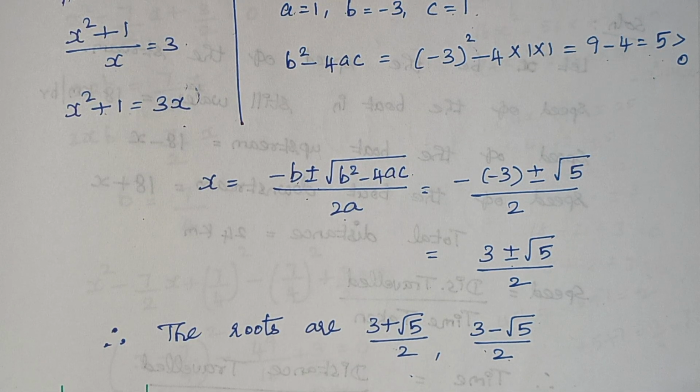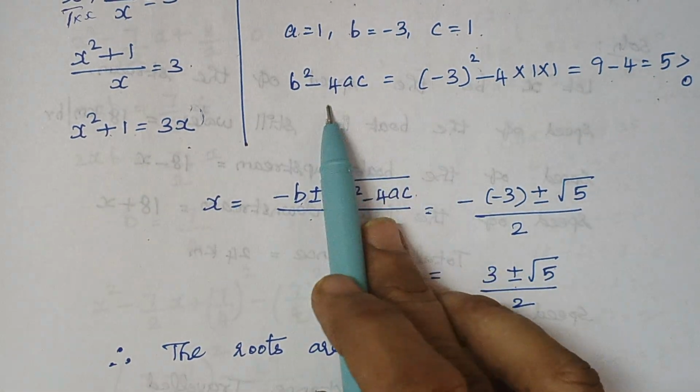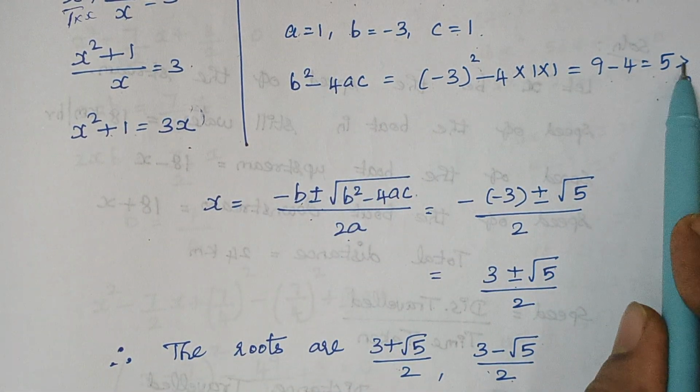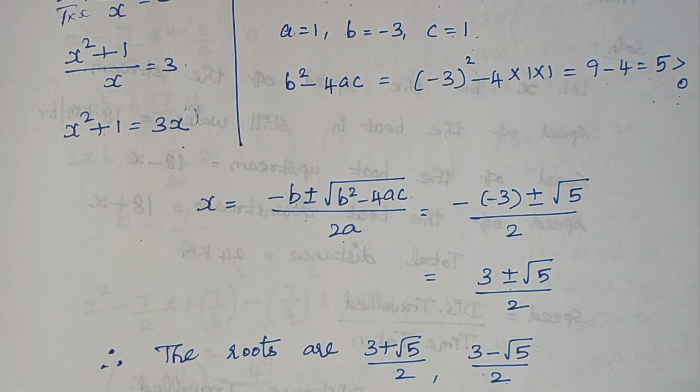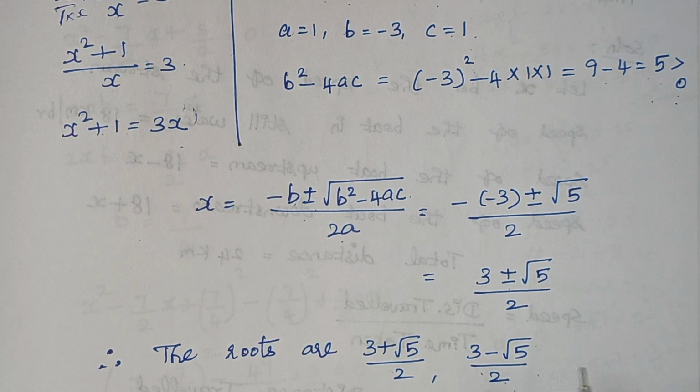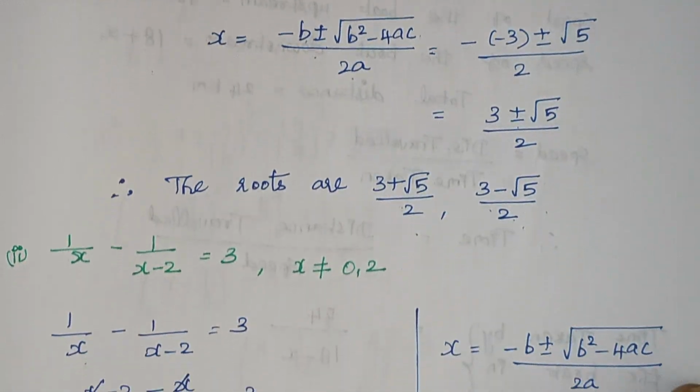Right. So since we have the b square minus 4ac value as a positive one, greater than 0, this quadratic equation is said to have real roots. Okay, two different real roots. So this problem is over. Now we will proceed with our second option.